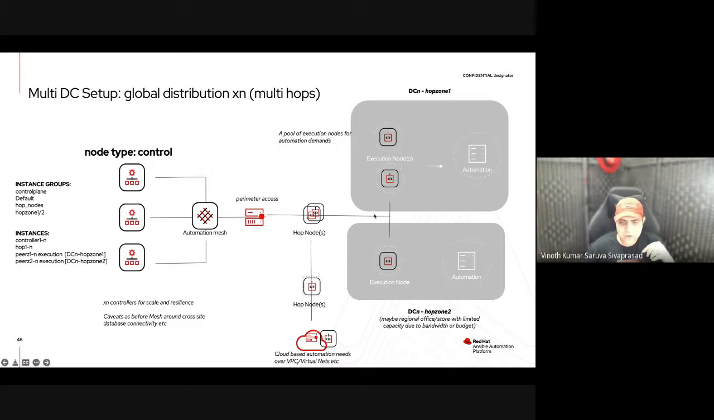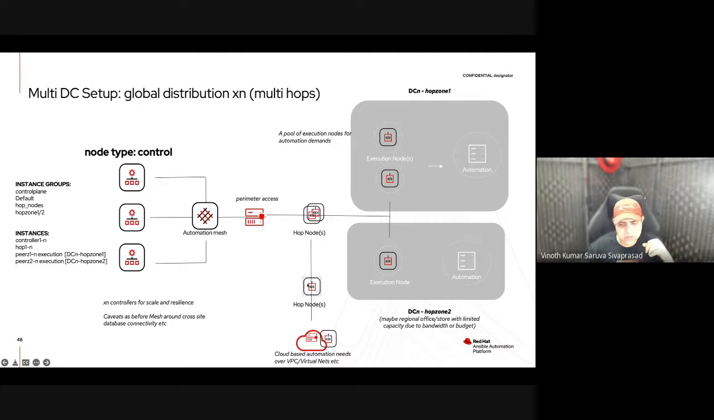So here, if you look at it, I have my control plane connected to a set of hop nodes, not one node. Via this hop node, I can go and configure my DC1 and DC2, where I have different sets of execution nodes. But I can also have another hop node which is connected to this hop node. So it's like daisy chains, right?